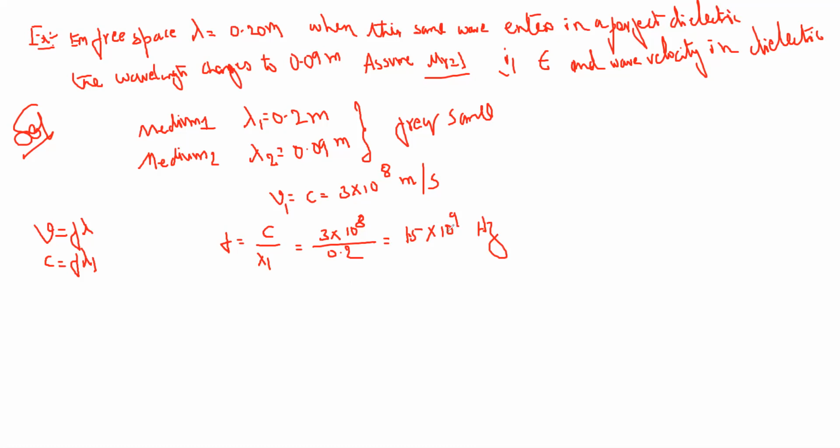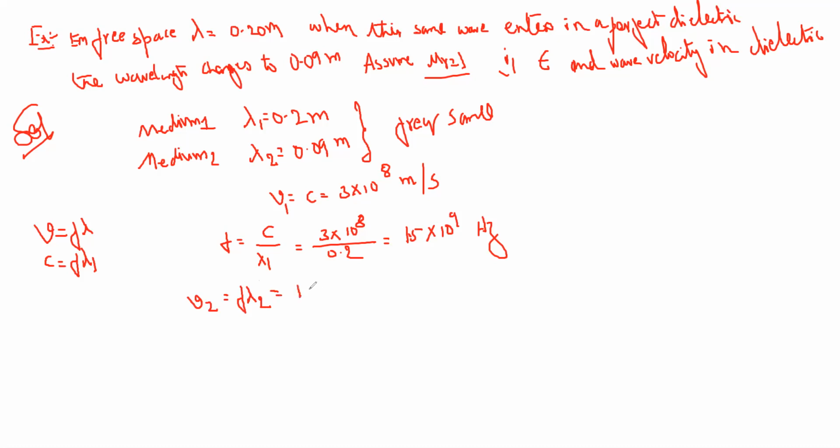Okay. And the wavelength is lambda 2. Then what is the velocity now? With this frequency and the wavelength of 0.02, it has entered the perfect dielectric. Now what is the frequency, and what is the velocity there? That velocity V2 is equal to f lambda 2.